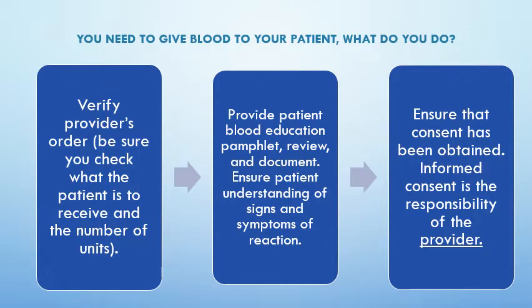Provide the patient with the blood education pamphlet, review it, and document that they received it and it was reviewed with them. Make sure that the patient understands the signs and symptoms of a reaction. Make sure that consent has been obtained. Informed consent is the responsibility of the provider. You need to make sure that it's done and that it is on the chart, but if it is not complete, the provider has to physically come up to get the blood consent. You cannot do it over the phone.